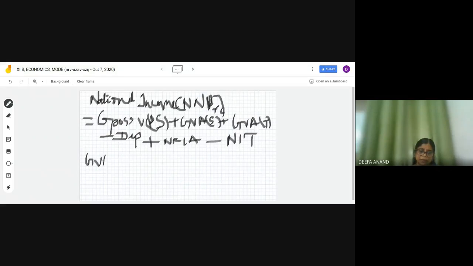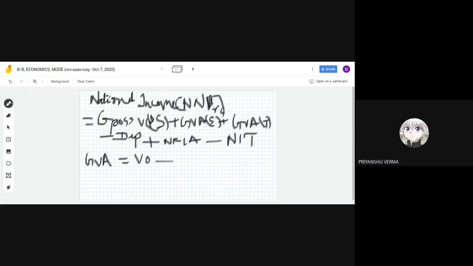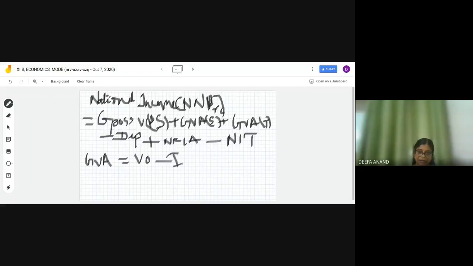What is gross value added? What is the equation for gross value added? Value of output minus intermediate consumption. Don't write it in short like this, write value of output in full. Value of output minus intermediate consumption.